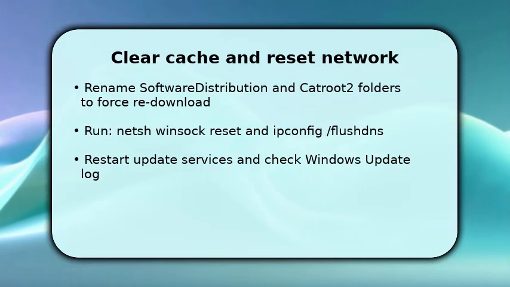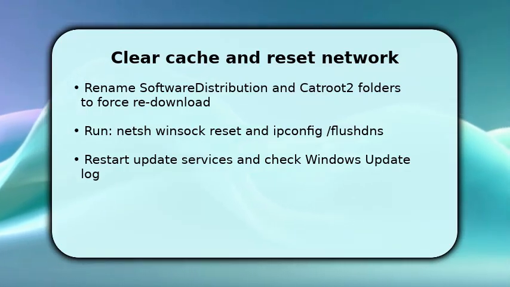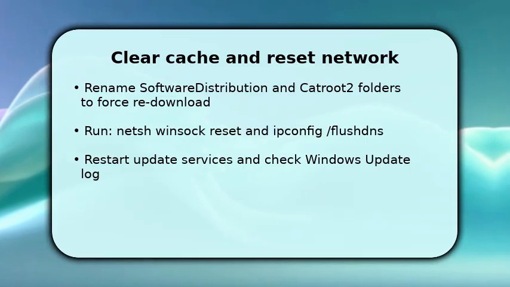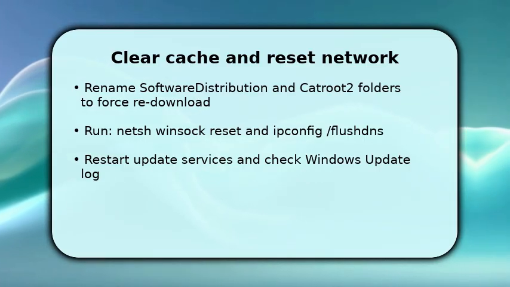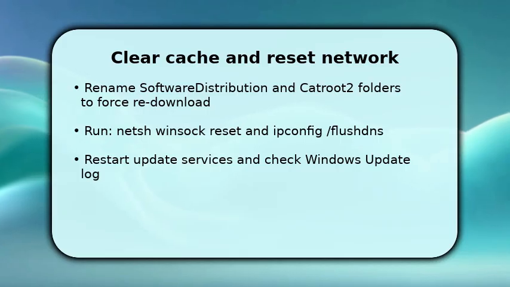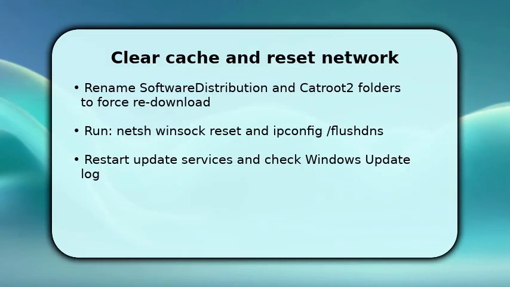Rename the SoftwareDistribution and catroot2 folders to force Windows to recreate update metadata. This removes corrupted downloads that trigger 80072F. After that, run network resets. Use netsh winsock reset and ipconfig /flushdns to clear socket and DNS state that can drop connections.